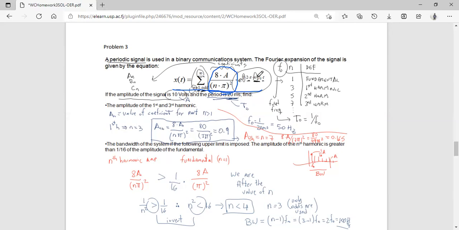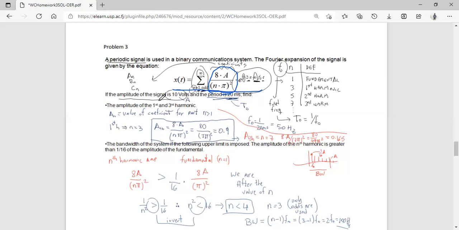So it's in this particular form. So this becomes my magnitude, or amplitude. If I'm talking about magnitude, magnitude is also the amplitude, isn't it? Now, reading on to the rest of the question, it says if the amplitude of the signal is 10 volts and the period is 20 milliseconds, find the amplitude of the first and the third harmonic.